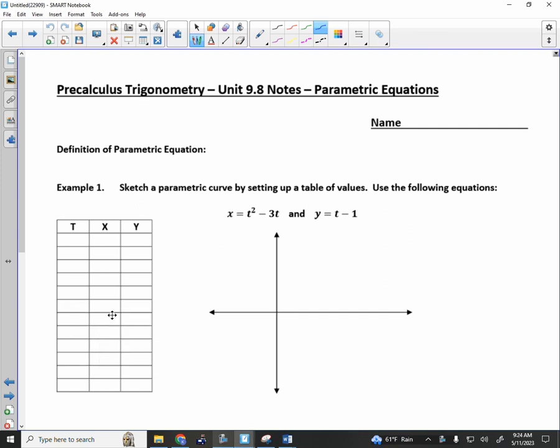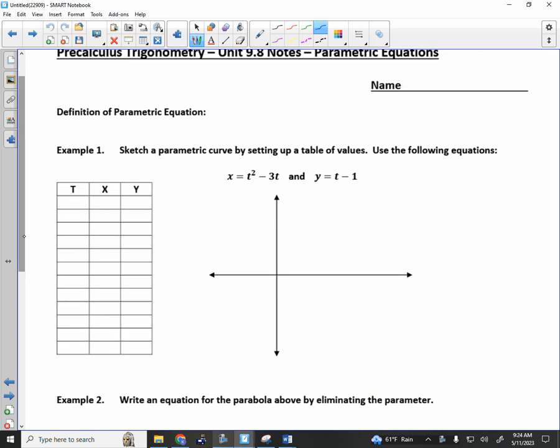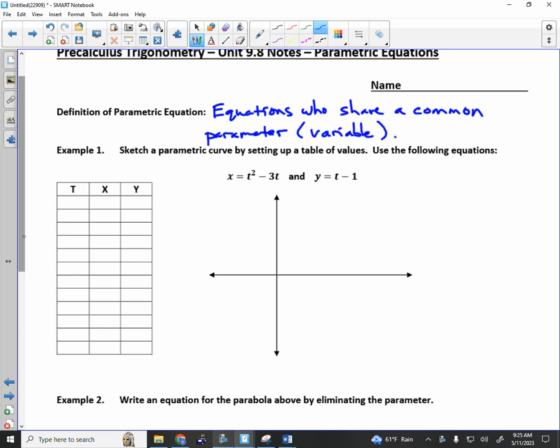And there we are. Today we study parametric equations. Equations that share a common parameter or variable. Parametric equations allow us to really manipulate a lot of different situations and things that normally wouldn't be functions for us, but are in this situation.